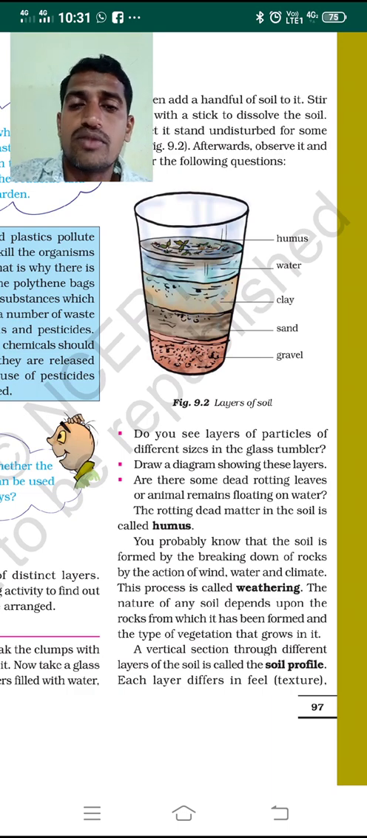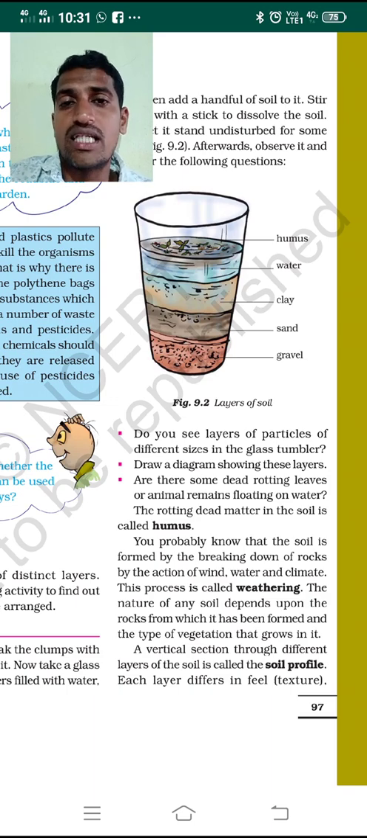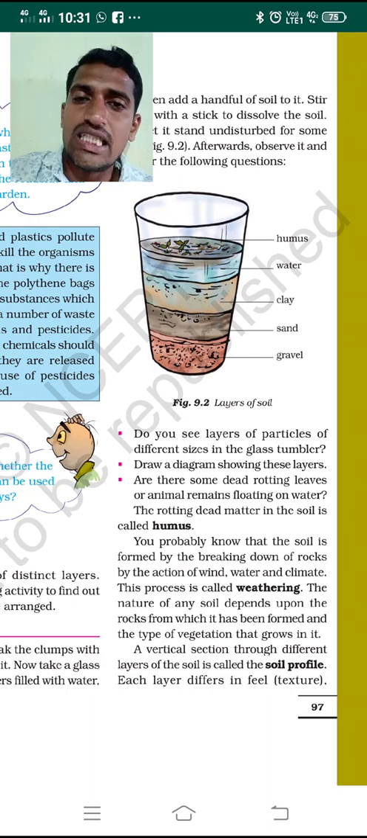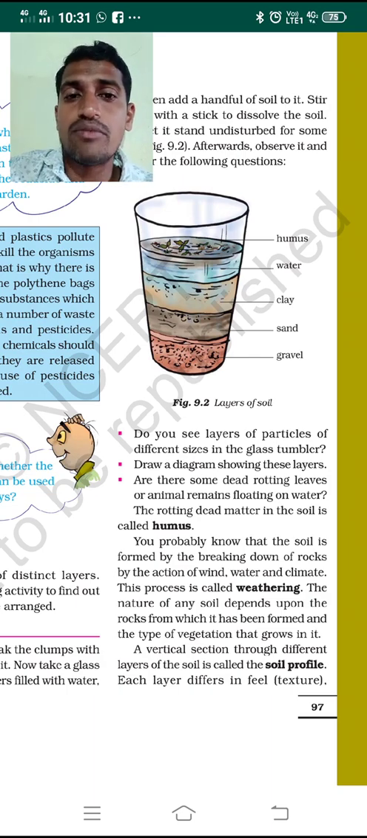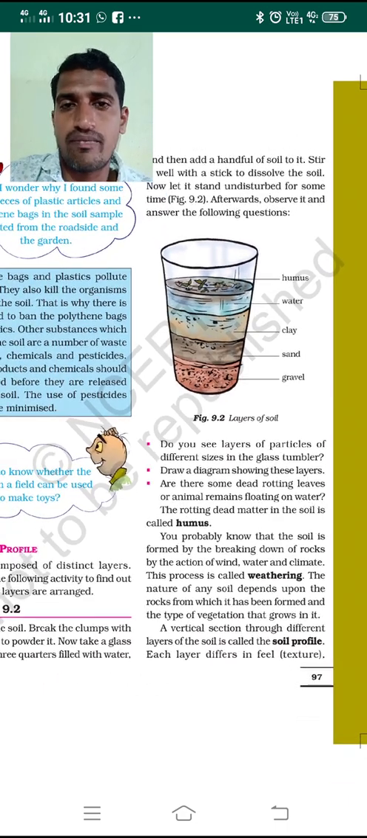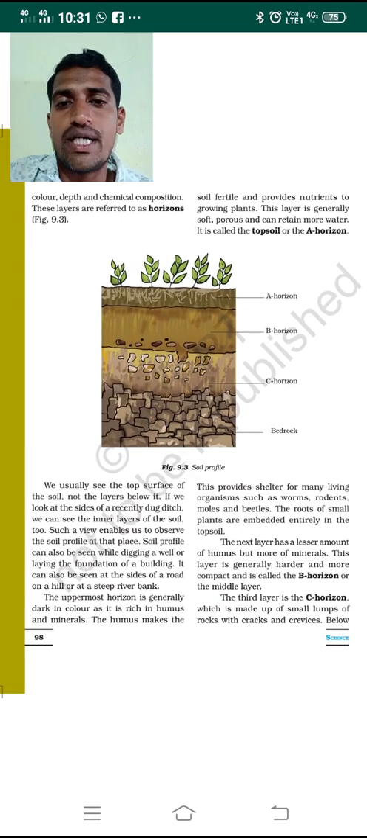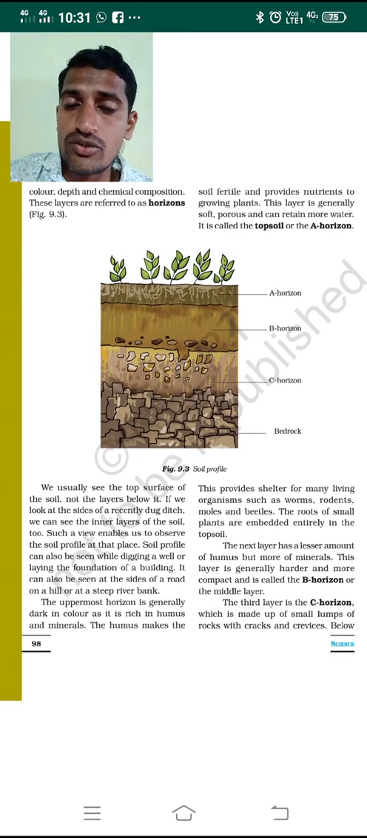A vertical section through the different layers of the soil, what we see in the glass tumbler, we call the soil profile. Each layer of the soil is different in its touch, or we can call it texture. It also depends on the color of the soil; each layer's color is different, texture is different, its depth is different.